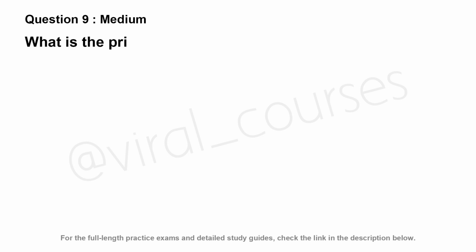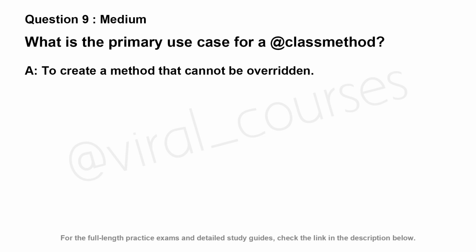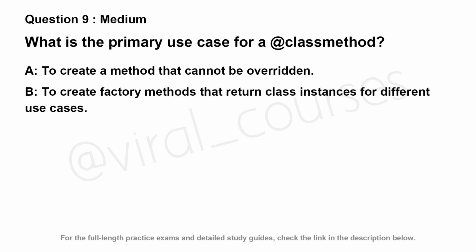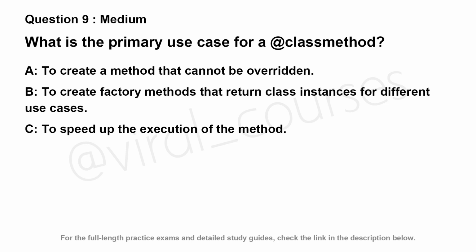What is the primary use case for a class method? Option A. To create a method that cannot be overridden. Option B. To create factory methods that return class instances for different use cases. Option C. To speed up the execution of the method. Option D. To make a method private to the class.